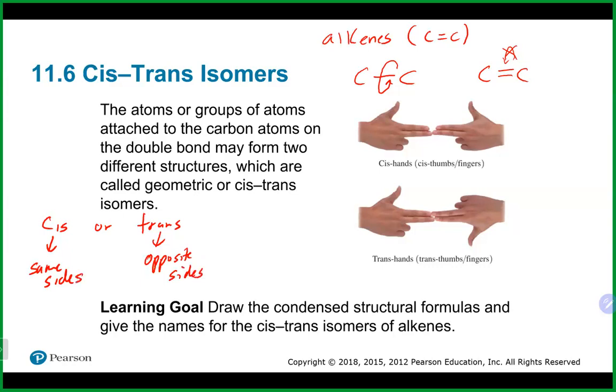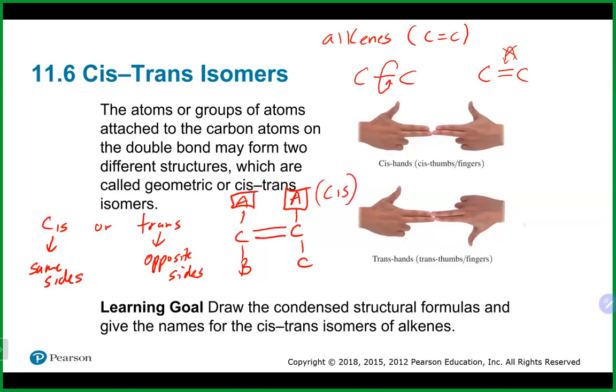And what we're talking about is the location of groups in terms of where they are in relation to the double bond. So if we have a double bond between two carbons and we have a group like this, these two groups, which are just A in this case, are on the same side of the double bond, and that would be what is referred to as the cis isomer.